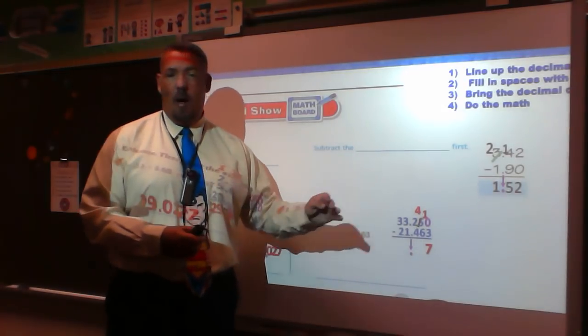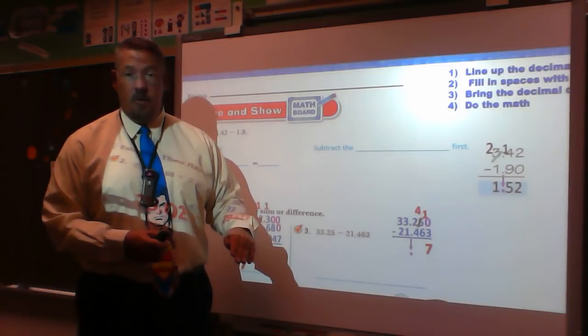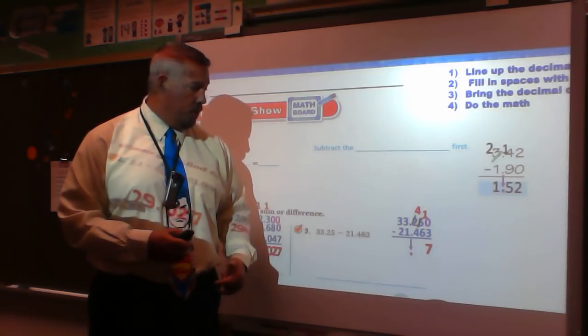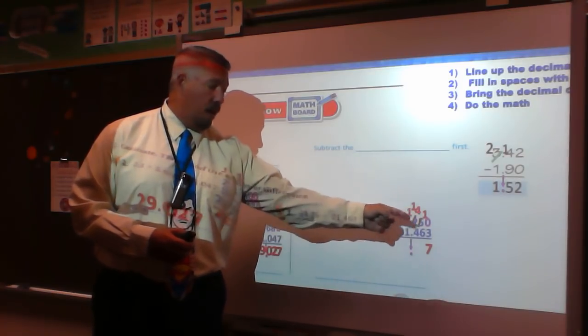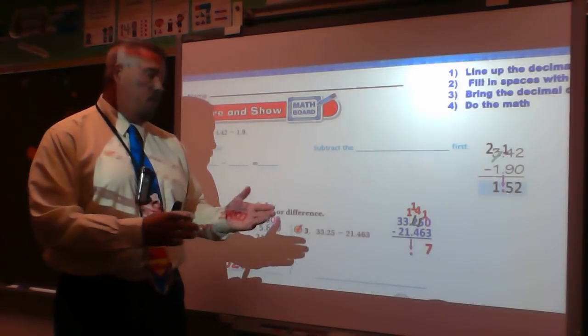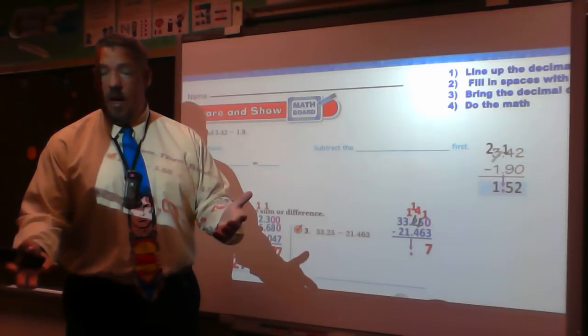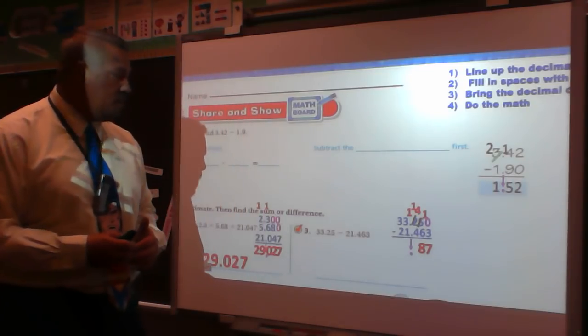So I get that as 7. Now I'm going to take 4 minus 6. Once again, I can't do that. So I have to borrow from my 2. My 2 will become a 1, and I'm going to carry a 1 to make that 14. Now I have 14 minus 6, which I can do. 14 minus 6 is 8.